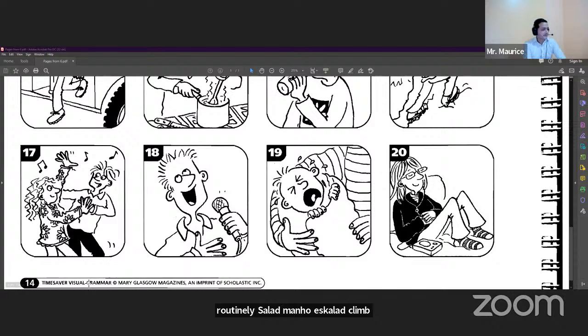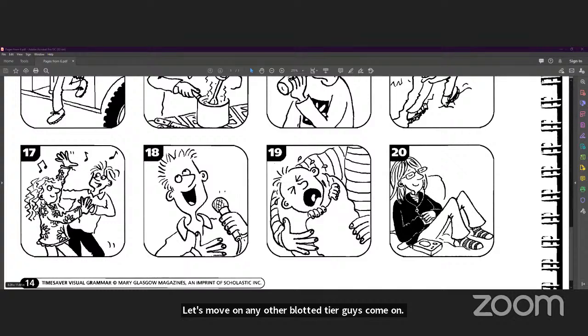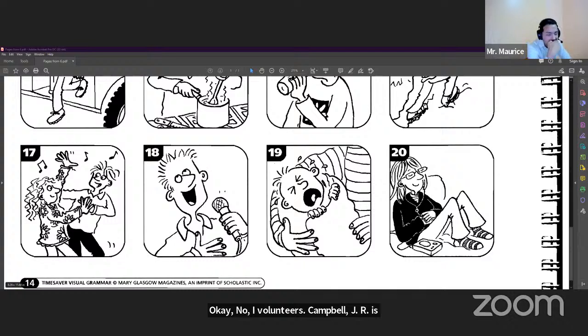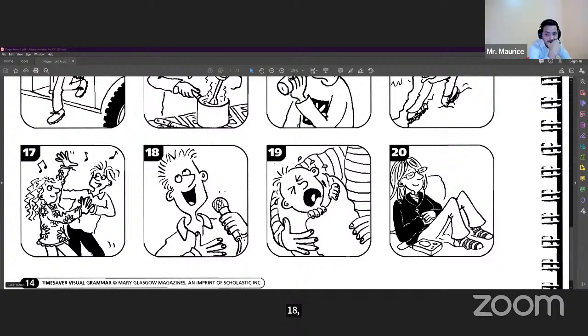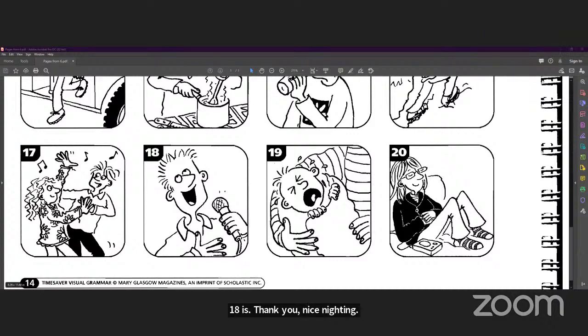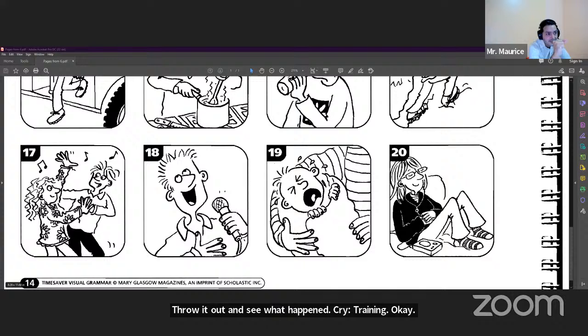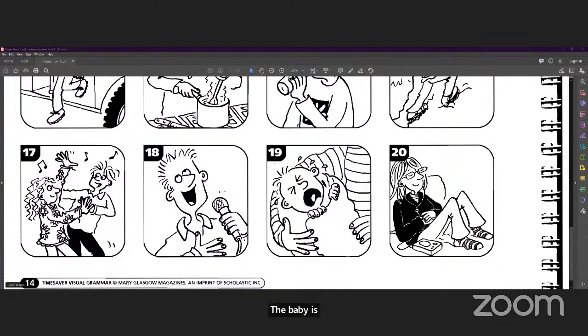Let's move on. Any other volunteer, guys? Come on. Okay, no volunteers. Can't believe it. JR is dancing. Okay. 18. He is singing. Nice. 19. Llorar. No sé llorar. Cry. Raining. Okay. The baby is crying. And number 20.